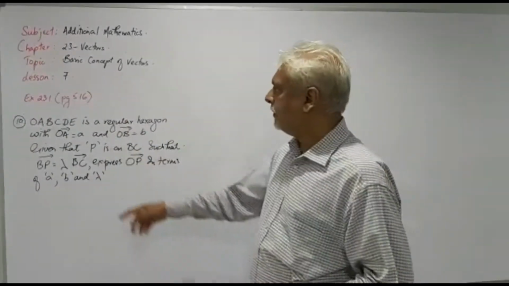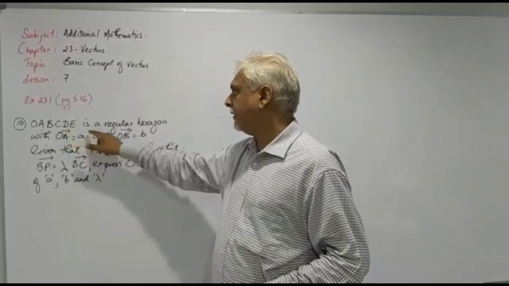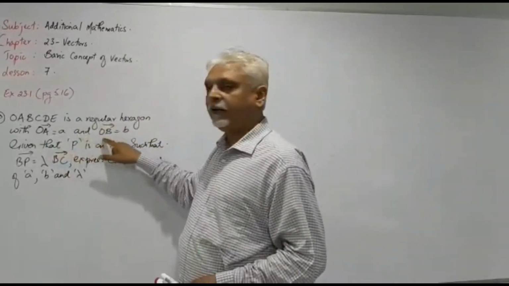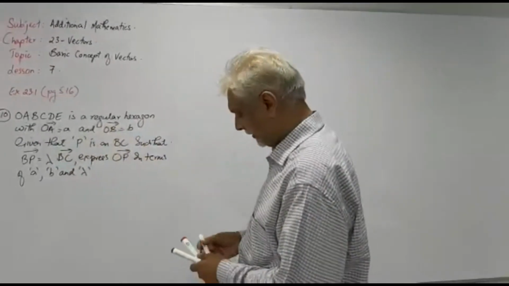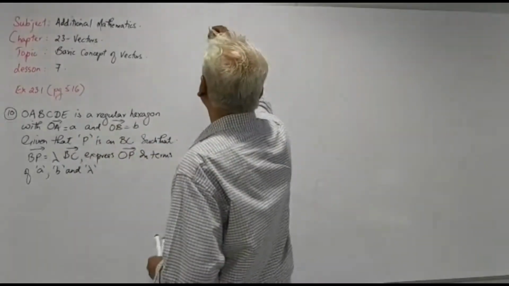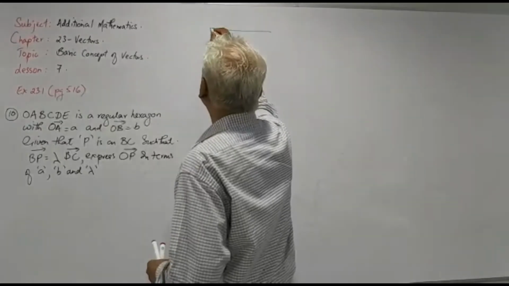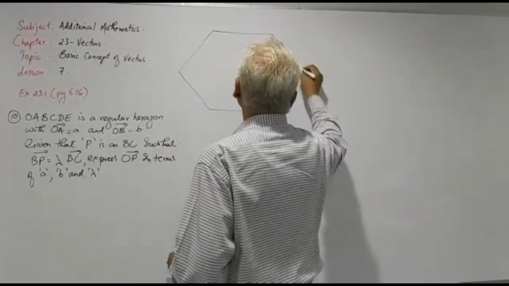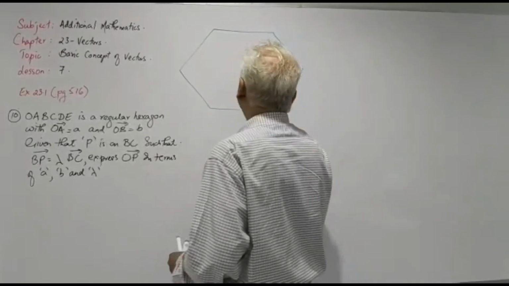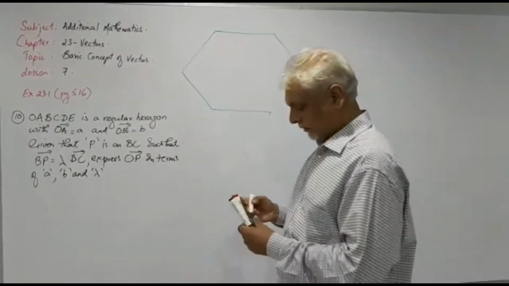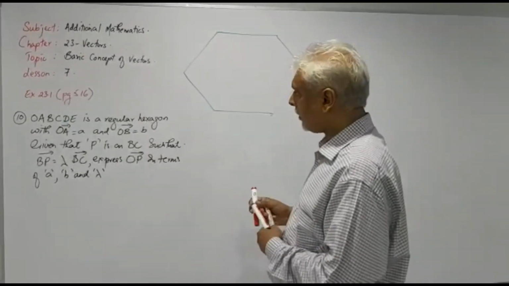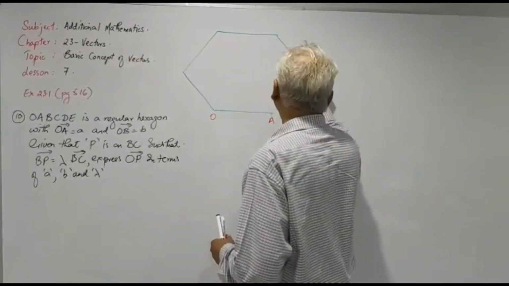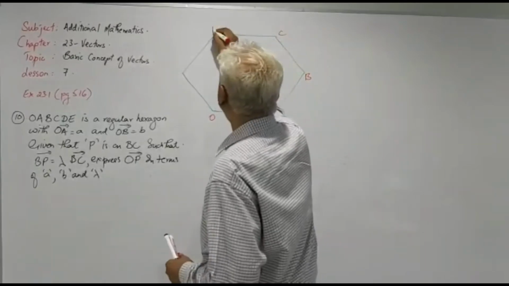So we have OABCDE is a regular hexagon with OA equals to A and OB equals to B. I'll just draw the hexagon for you. A hexagon is a figure bounded by 6 sides, and regular hexagon means all sides are equal. So we have O, A, B, C, D, and E.